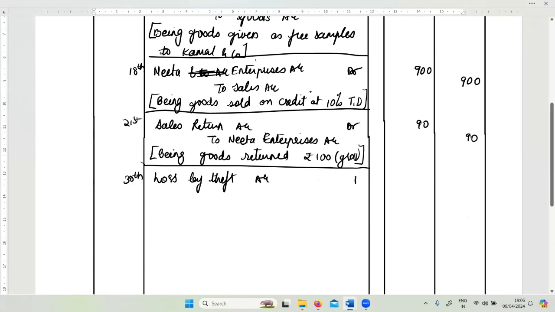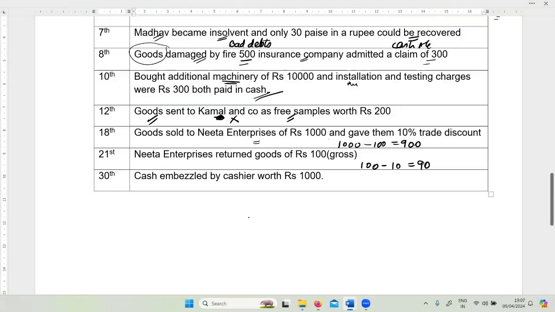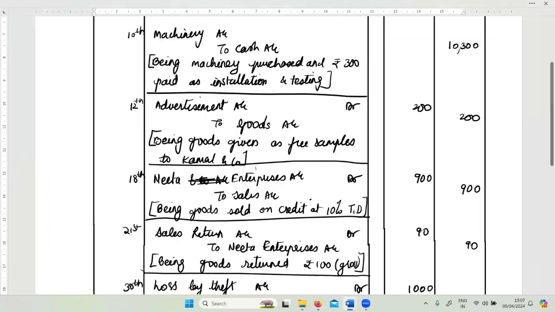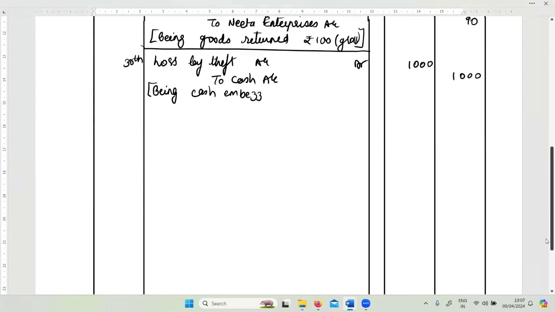Account debit 1000 and to cash, right? Cash is going out. What is lost is cash. So cash is going out 1000 being cash embezzled by cashier. Being cash embezzled by cashier, right? So close this transaction. So that ends our illustration 2.